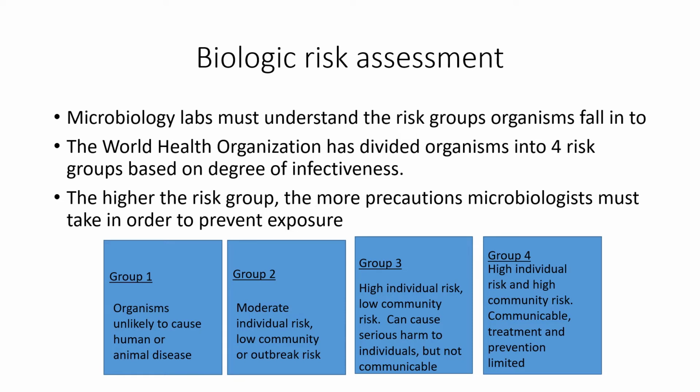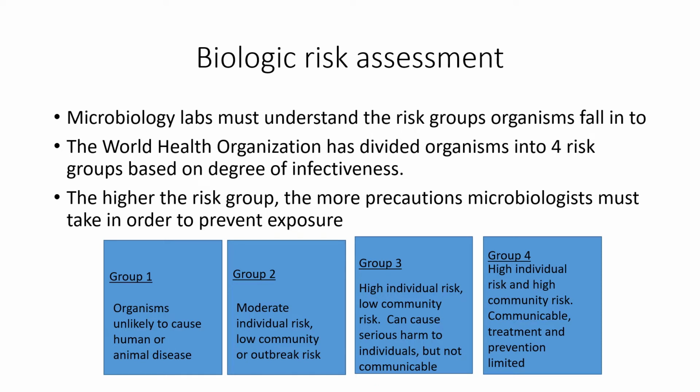The higher the risk group, the more precautions you have to take in order to prevent exposure to these types of organisms. So most environmental organisms are found in Group 1. These are organisms unlikely to cause human or animal diseases. Okay. In Group 2, we've got our moderate individual risk organisms. These organisms provide a low community or outbreak risk. Some organisms that fall into Group 2 would be Clostridioides difficile or Staphylococcus aureus.